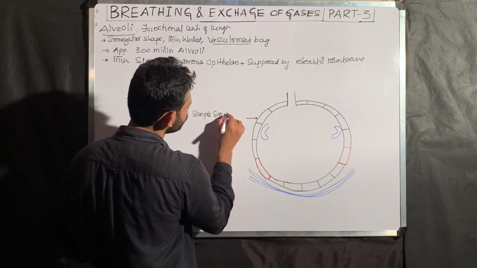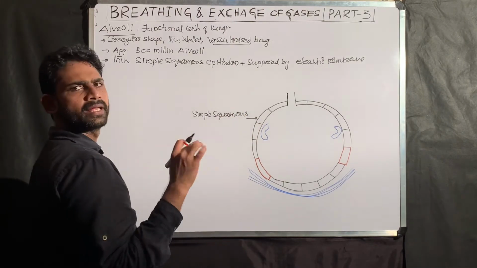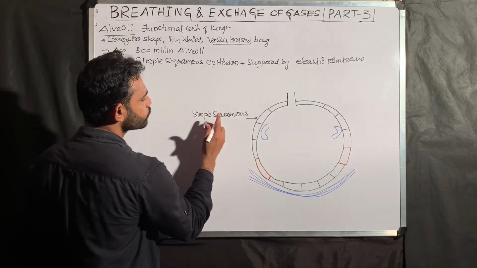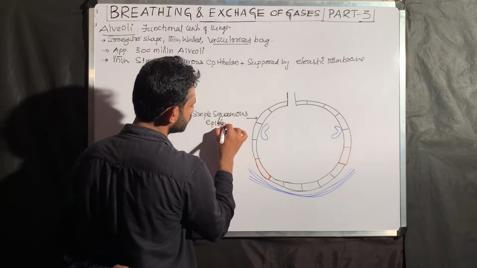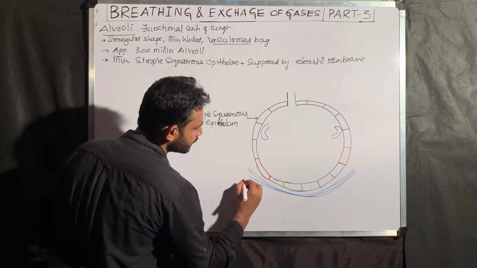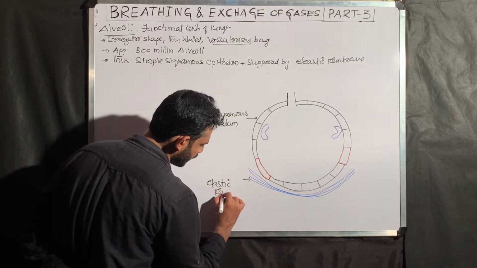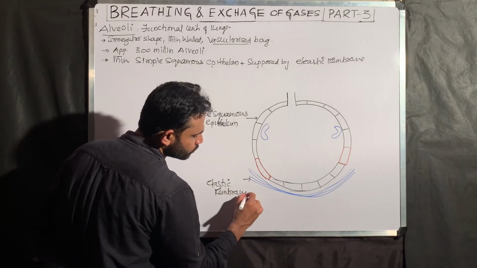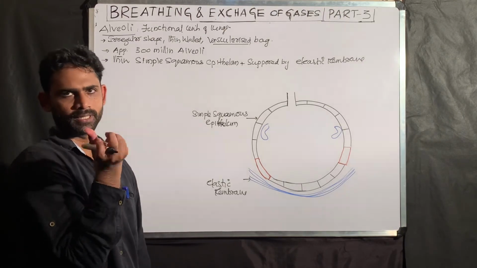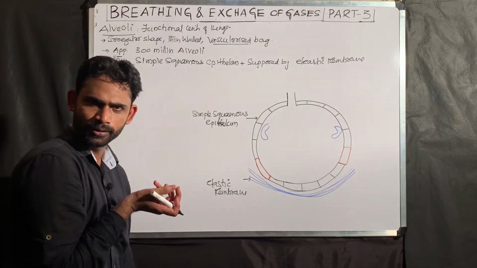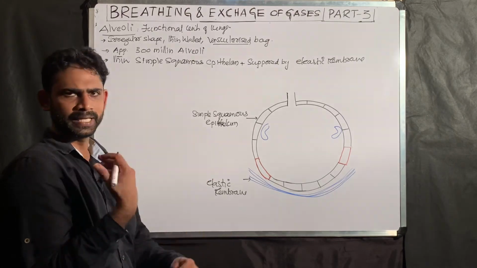Simple squamous cell. Simple means what? There is no cilia, there is no such structure. Simple squamous epithelium that is supported by the elastic membrane. Without this elastic membrane, there is more chance of rupturing the alveoli because they are that thin-walled. Because of the thin wall only, the rate of diffusion of gases is very high. That we will speak about later.